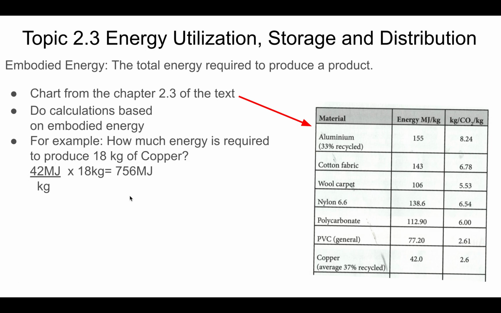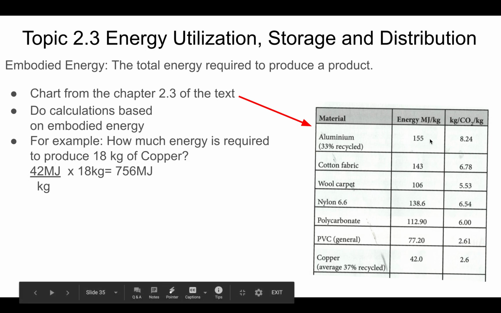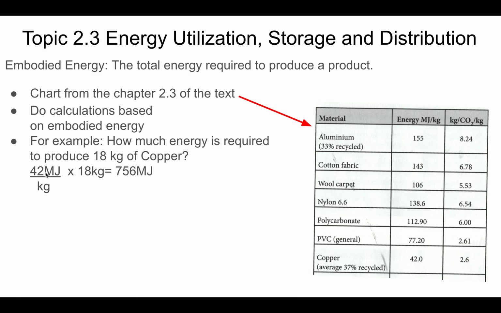Okay, so how much energy is required to produce 18 kilograms of copper? Well, you would take this right here, which is 42 megajoules per kilogram, and you set it up as a fraction, 42 megajoules per kilogram, and then I'm multiplying it times 18 kilograms, right? Now, I want to know energy kicking out of this, so this kilogram right here and this kilogram right here, these units cancel each other. So that leaves me with only megajoules. And then it's really just a multiplication problem of 42 times 18, and that's going to give me 756 megajoules.